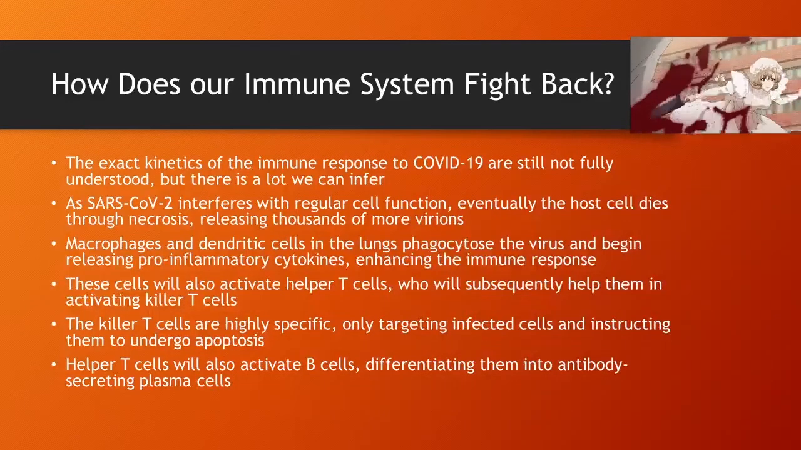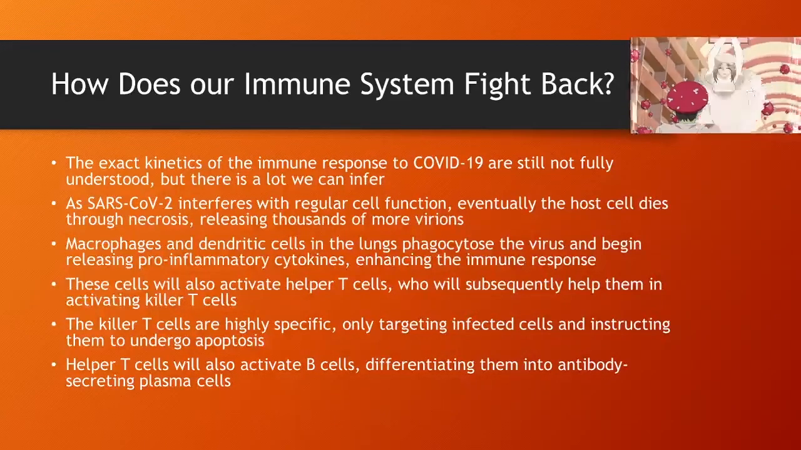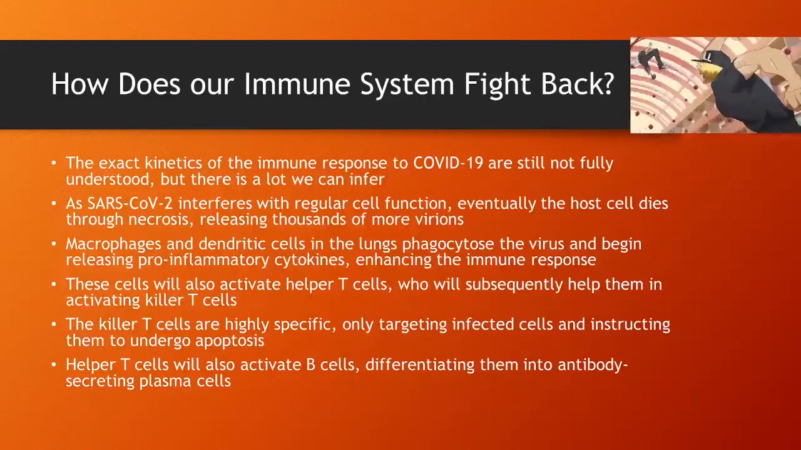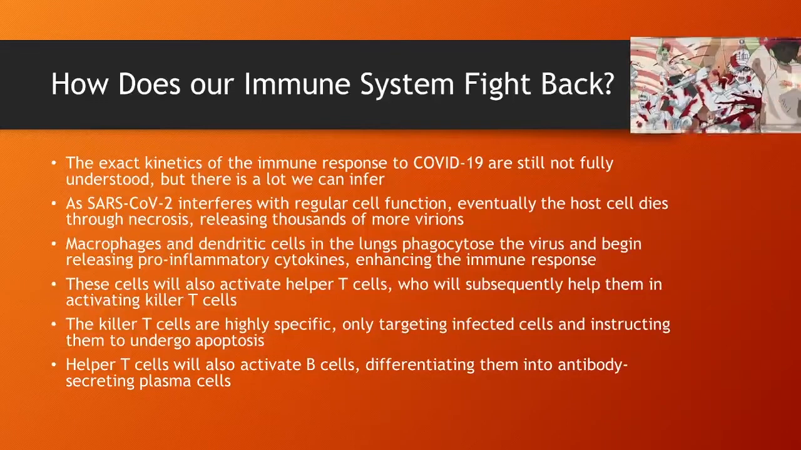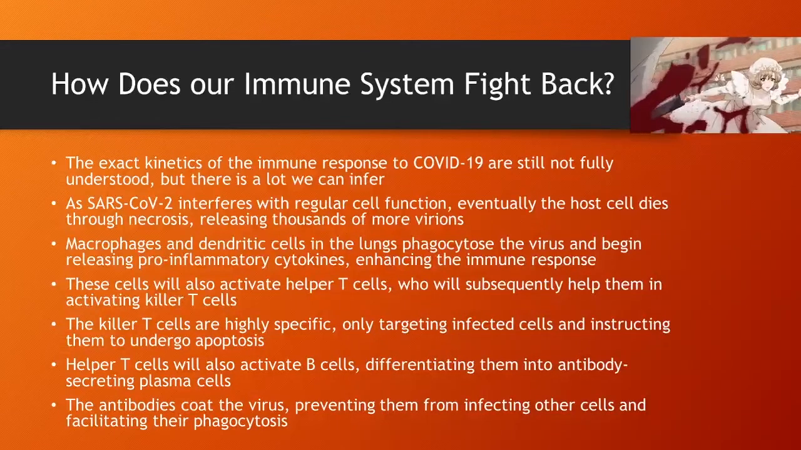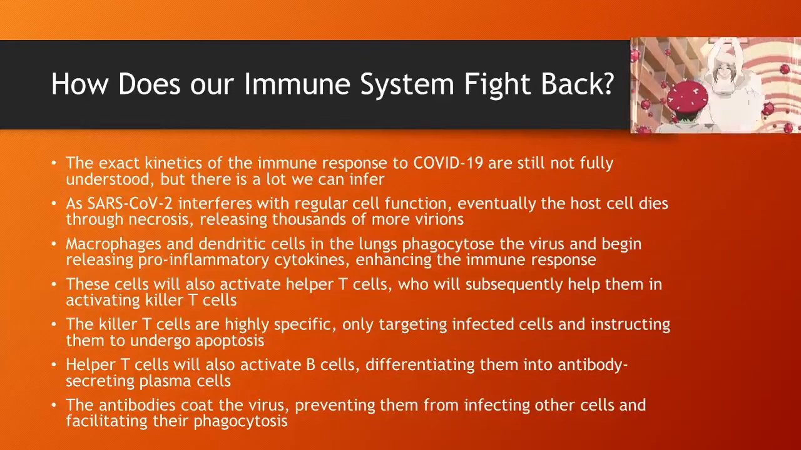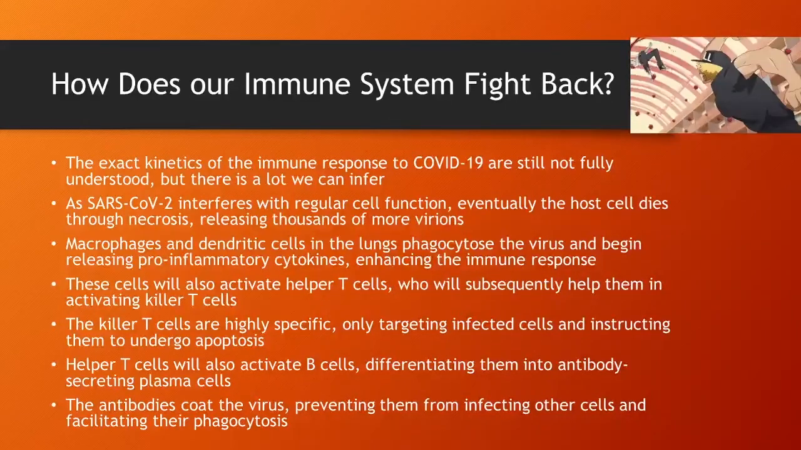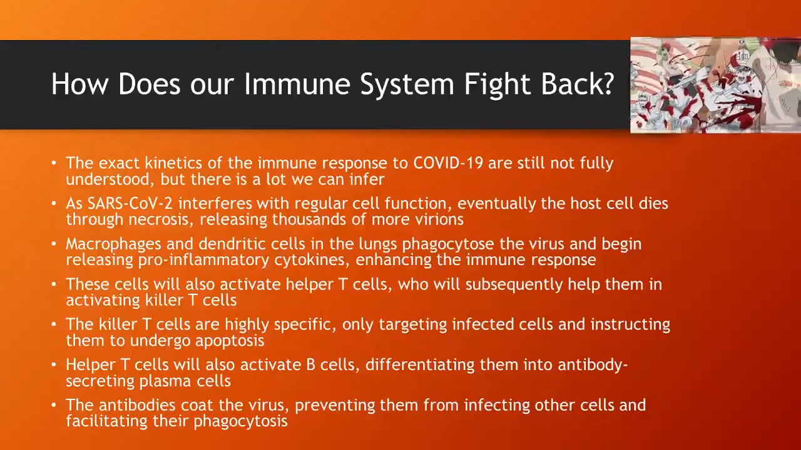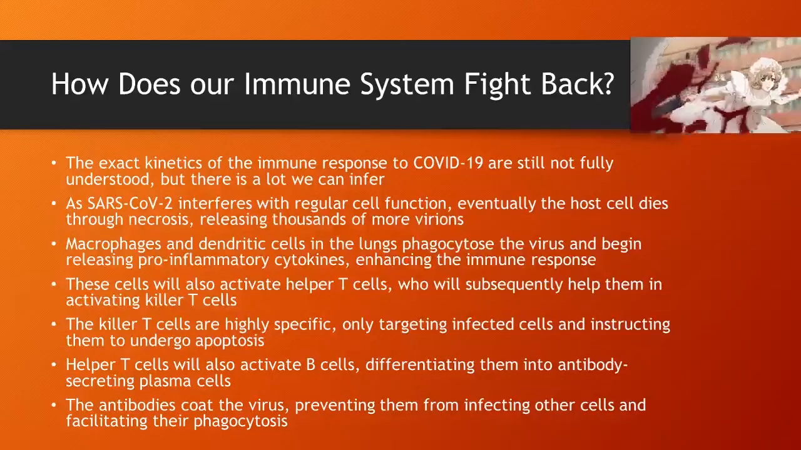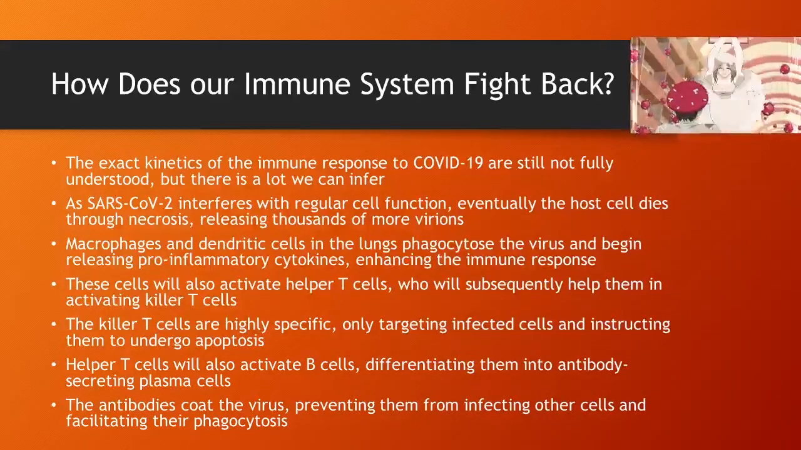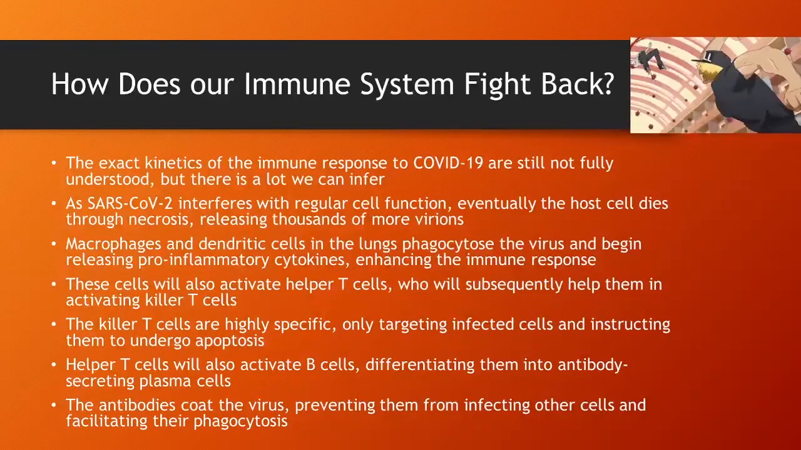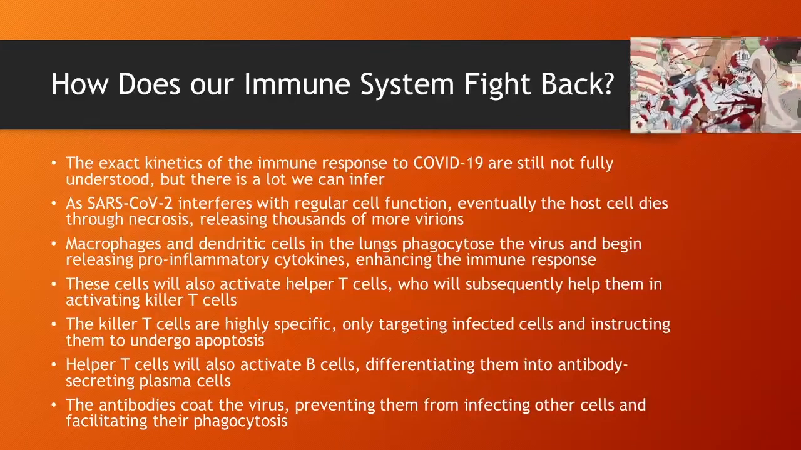Helper T cells will also activate B cells. These B cells will differentiate into antibody-secreting plasma cells. So, antibodies, very, very important. These antibodies will coat the virus, preventing them from infecting other cells and facilitating their phagocytosis. So now we have the big guns coming in. We have the T cells and the B cells. The B cells becoming plasma cells after the helper T cell is like, okay, do your thing. We'll create antibodies that are specific to this virus.